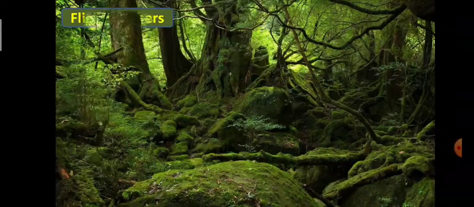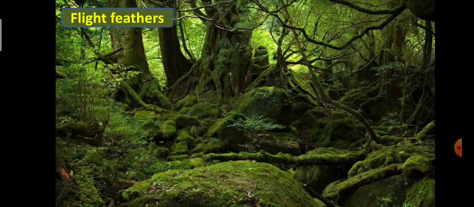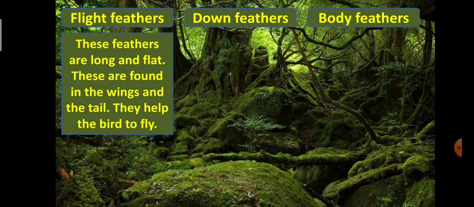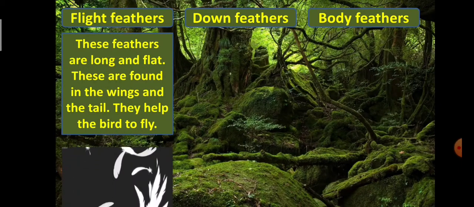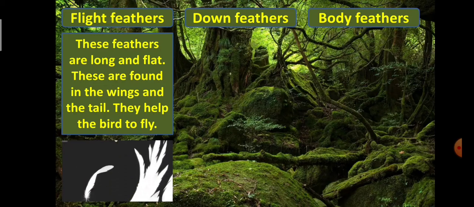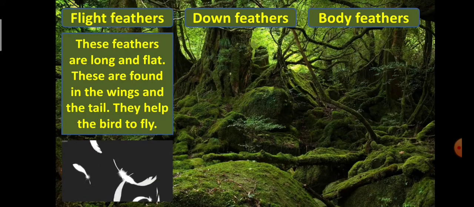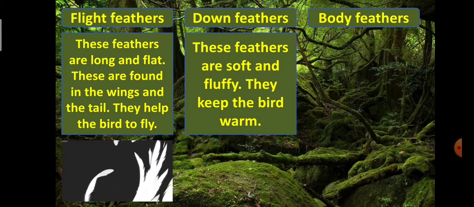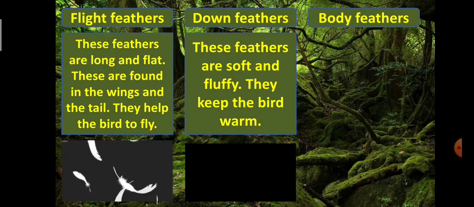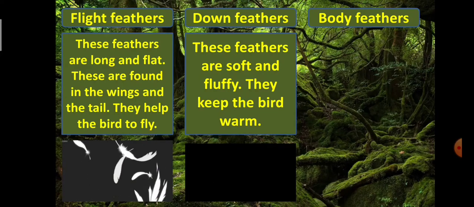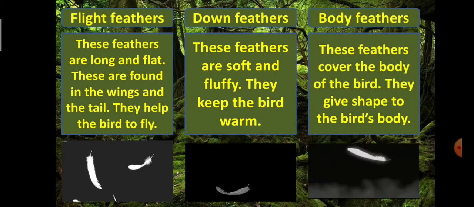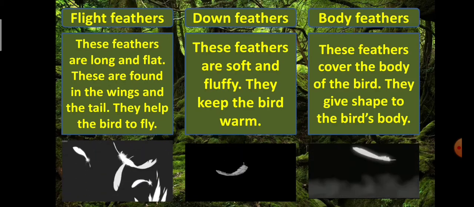Now you know feathers are of three types: flight feathers, down feathers and body feathers. So see the flight feathers. These feathers are long and flat. These are found in the wings and the tail. They help the bird to fly. Now down feathers. These feathers are soft and fluffy. They keep the bird warm. Okay. And now body feathers. These feathers cover the body of the bird. They give shape to the bird's body.